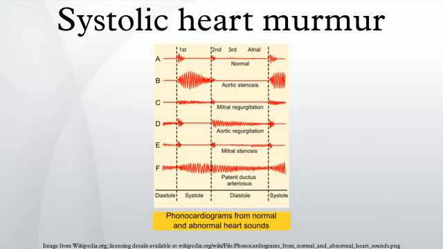Systolic heart murmurs are heart murmurs heard during systole. They can be classified by when the murmur begins and ends, between S1 and S2. Many involve stenosis of the semilunar valves or regurgitation of the atrioventricular valves.